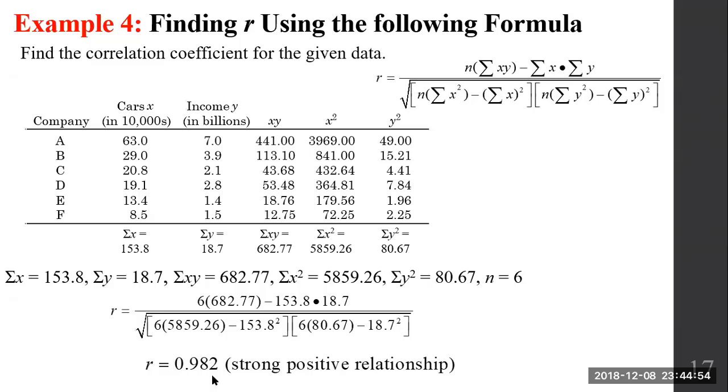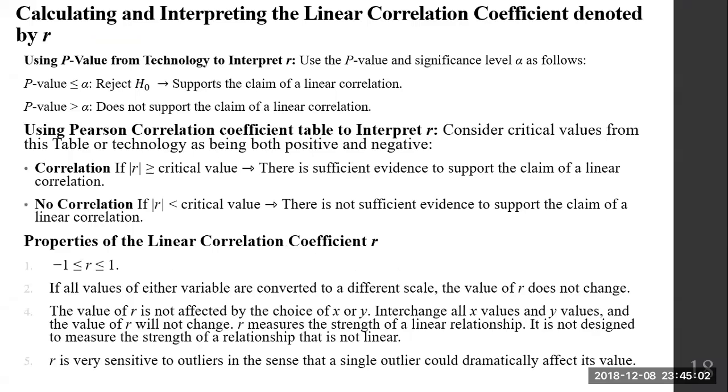That suggests a strong positive relationship, since it is really close to 1. Using the p-value from technology to interpret R, use the p-value and significance level alpha as follows. When the p-value is less than or equal to alpha, that means reject H0, which supports the claim of a linear correlation. If the p-value is greater than alpha, it does not support the claim of a linear correlation.